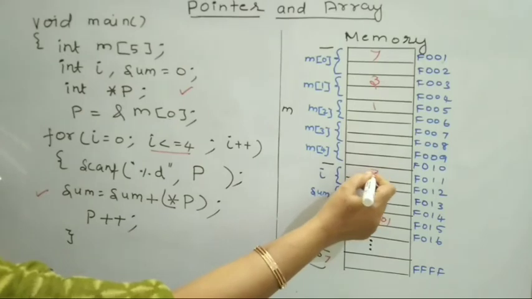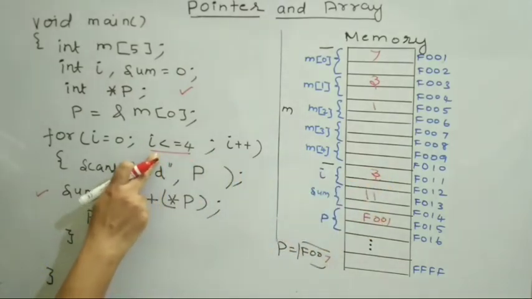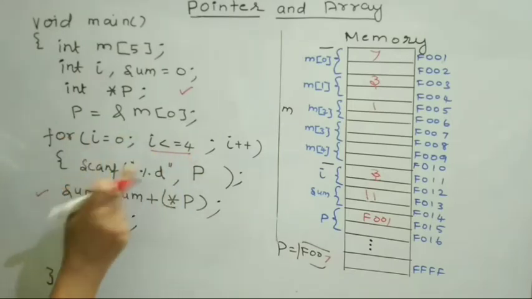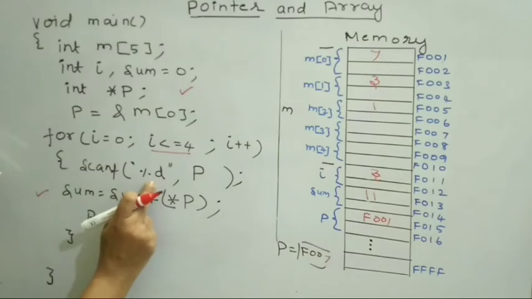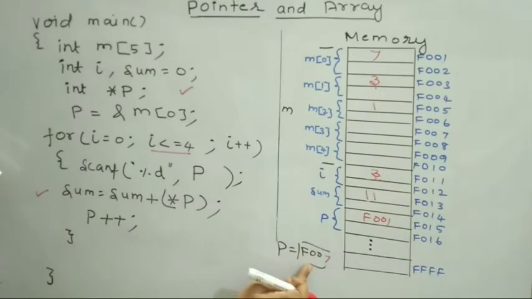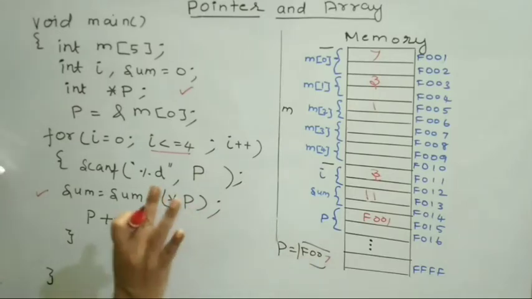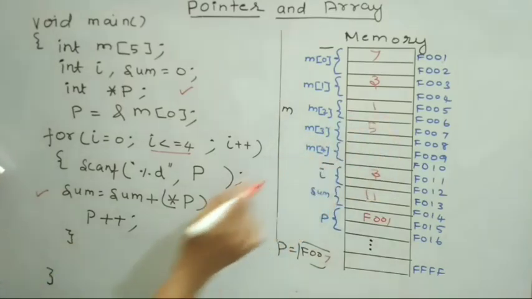Now I becomes 3. Okay, it checks for the condition. Definitely the condition is satisfied. 3 is less than 4. So I am getting inside the loop. Now the scanf statement will get an integer value from the user. That integer value is assigned to this memory address, that is F007. For example, if I am inputting value 5, 5 is assigned to this memory address F007.